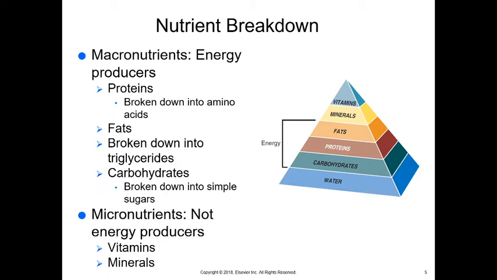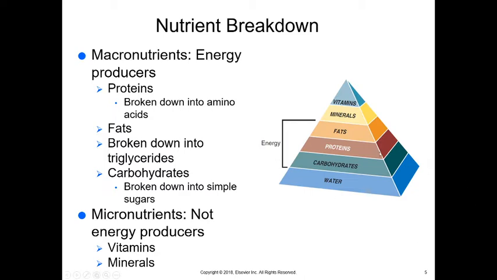So what are macronutrients? Macronutrients are energy producers. Micronutrients are not energy producers. We use macronutrients to get energy, and they come in the form of proteins. Proteins are broken down into amino acids. Fats are broken down into triglycerides. Carbohydrates are broken down into simple sugars. Micronutrients are vitamins and minerals.